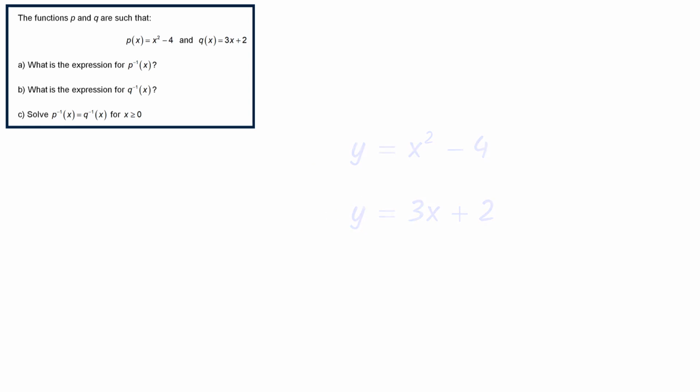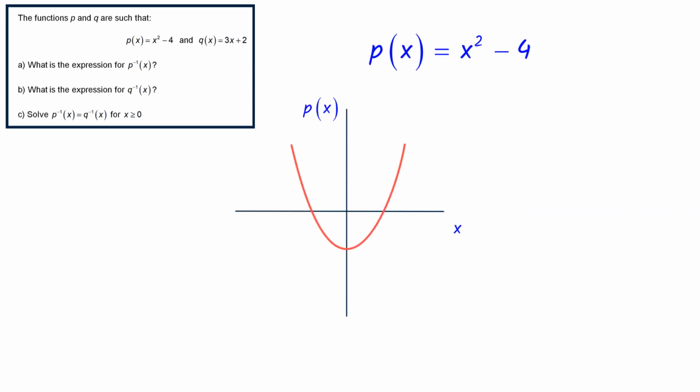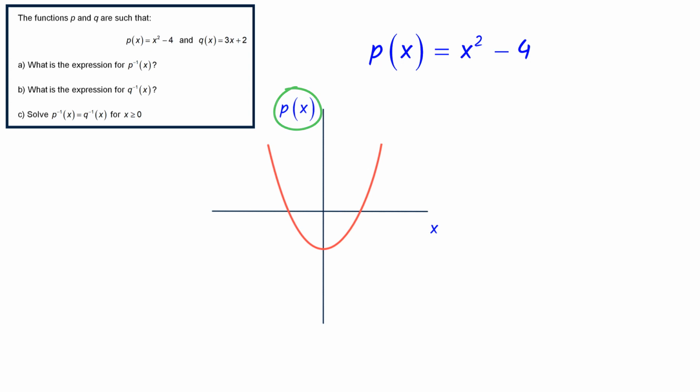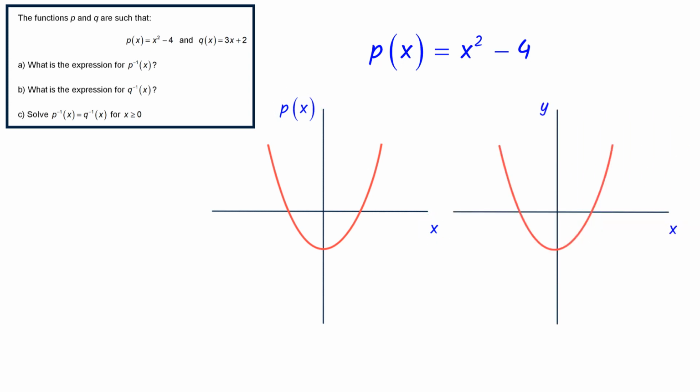And graphically, p(x) equals x squared minus 4 can be represented like this graph, with p(x) on the vertical axis and x on the horizontal. Or like this, with y on the vertical axis and x on the horizontal. They mean the same thing.